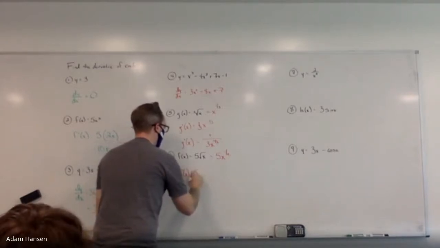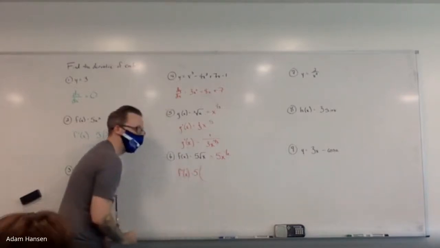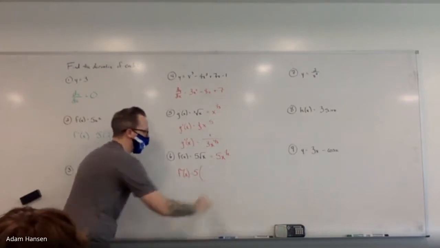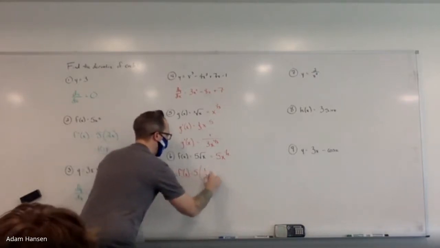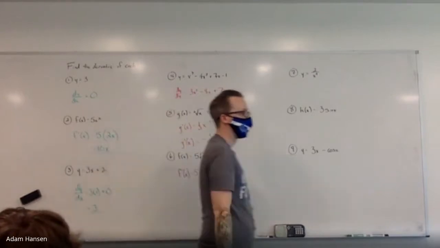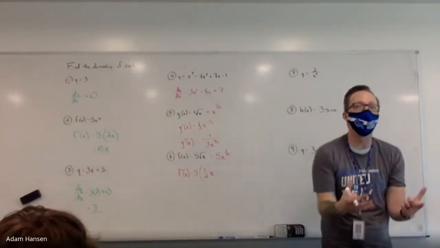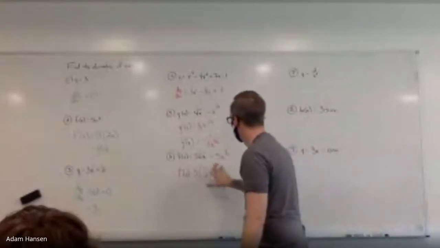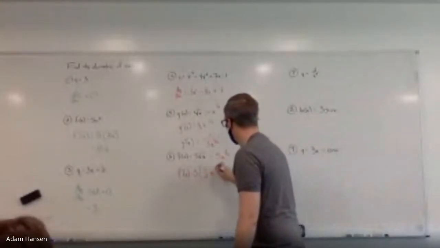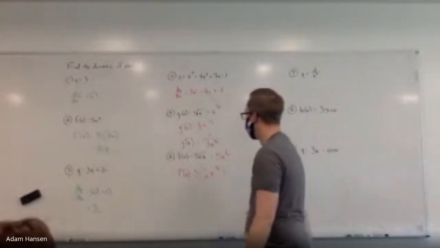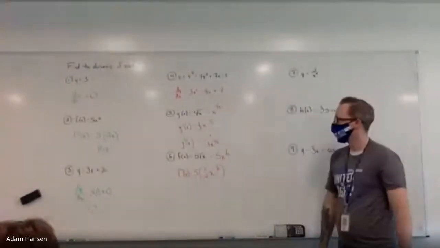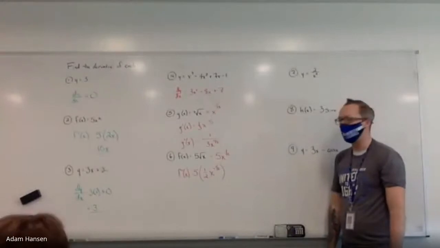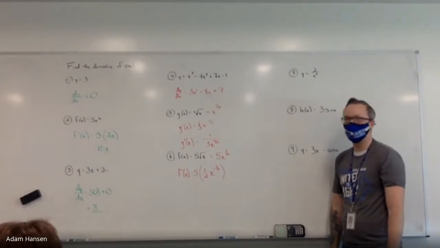F prime of x equals 5 times, where does the 1/2 go? In front. Now I need a new power for x. What is 1/2 minus 1? Negative 1/2. See, I need to simplify this a little bit. A couple of different things I could do. It's 5 times 1/2. 5 halves.